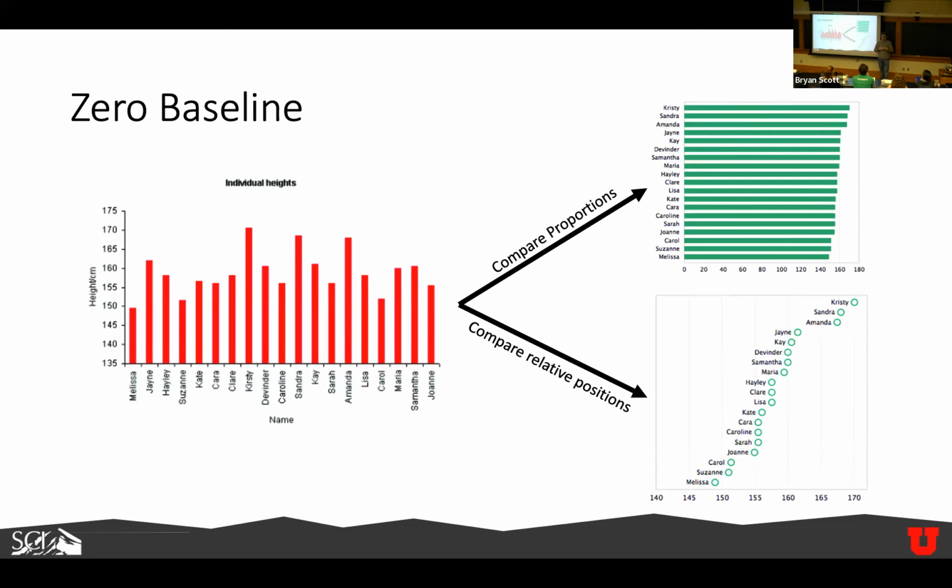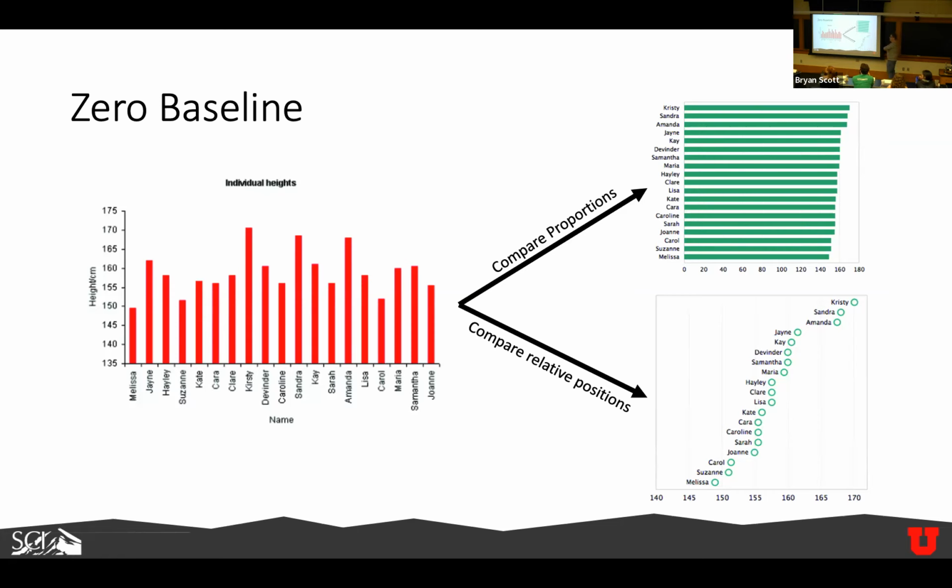If you just want to compare their relative positions, so you want to know who's taller than whom, it's going to be easier to do that if you start with a different baseline, because you're going to have more of the chart dedicated to showing the differences. That's really what's happening: here you're dedicating more of the chart to differences, and there you're dedicating more of the chart to the overall height. It's the trade-off that you make.